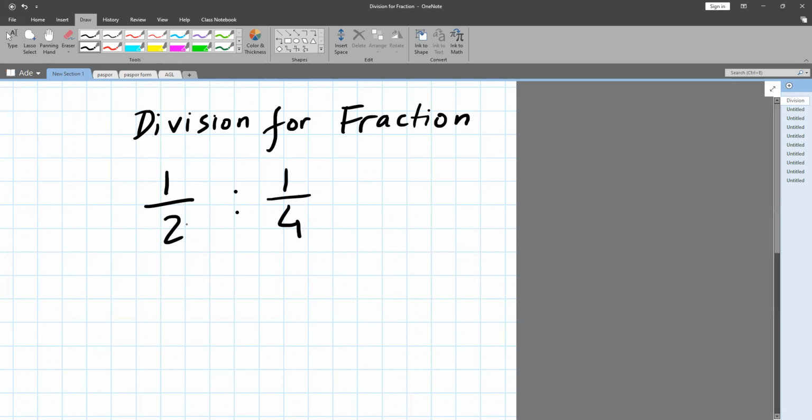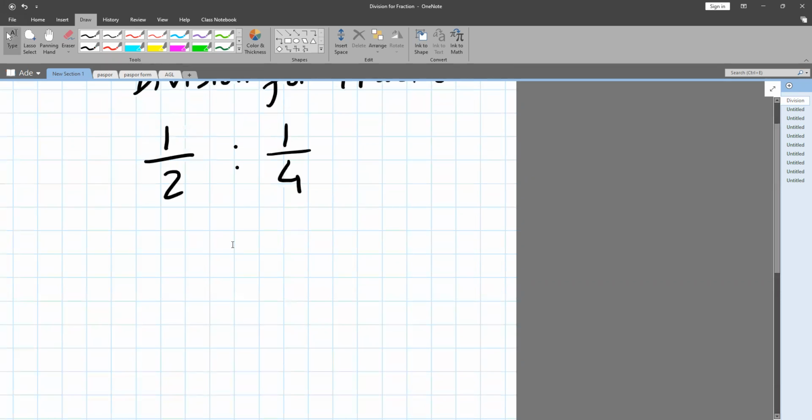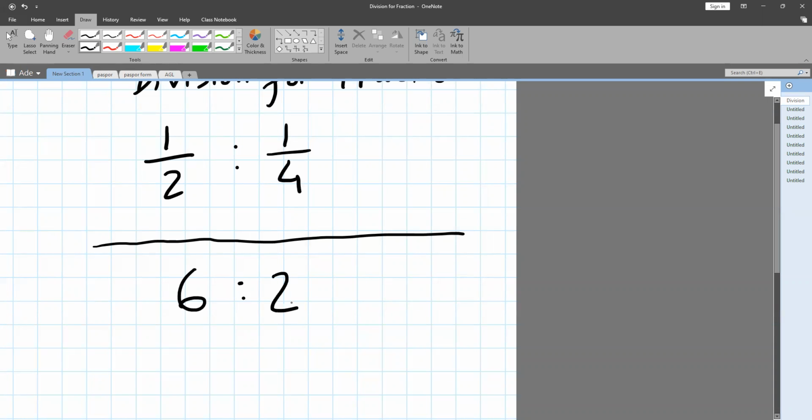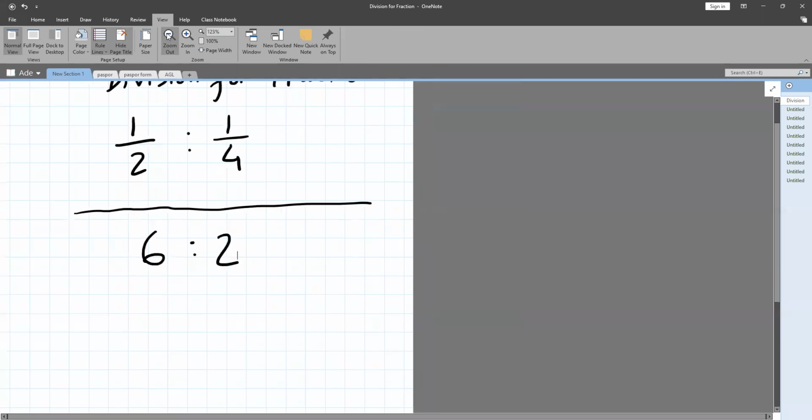Now, I'm not going to tell you how to do the division for fraction first, yeah? Rather, I'm going to remind you the meaning of division. Okay, so let's look at a simple example. For example, if you have 6 divided by 2, I think we know the answer. It's 3, yeah?